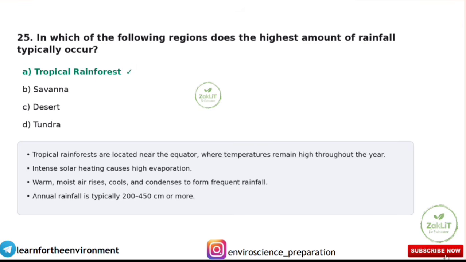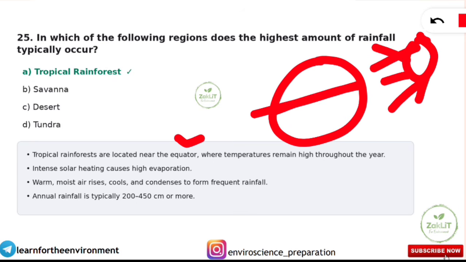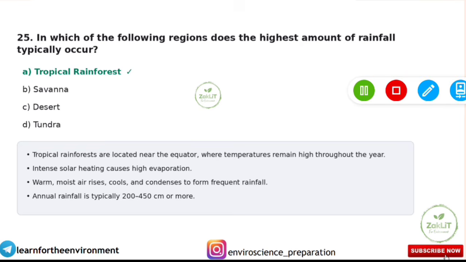Here we should know about the tropical rainforest. They are located near the equator, where the temperatures remain high throughout the year. Yes, intense solar heating causes high evaporation. So this is our planet. This equator region, tropical rainforest are located. As a result, they receive the temperature from the sunlight, and it causes intense solar heating directly falling on the equator, causes high evaporation rate. That's why the air is warmer. Moist air, then it rises, then it cools down and condenses to form frequent rainfall.